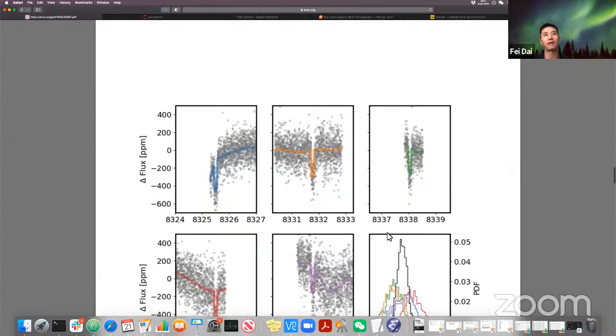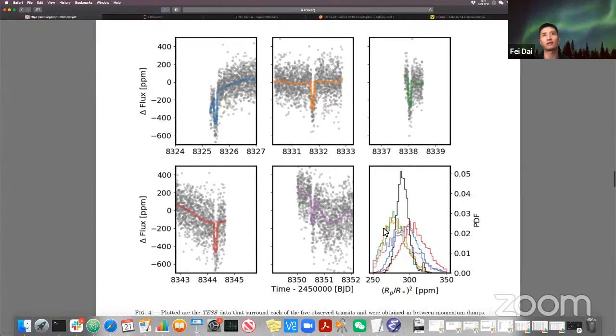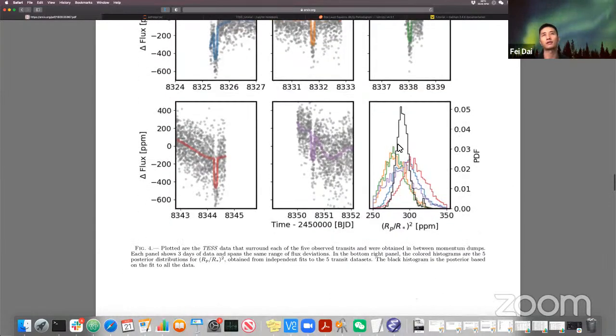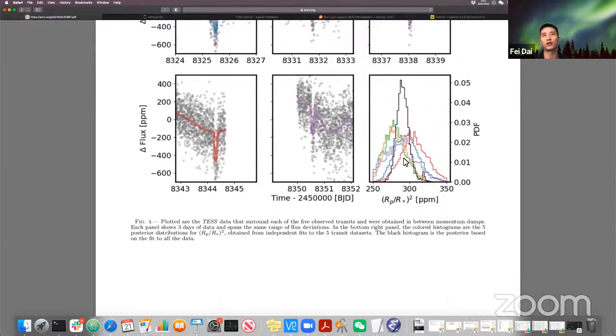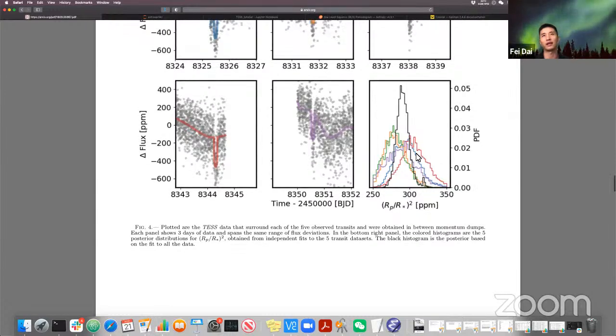So this plot, I think I'm going to skip it, because this is basically showing that the various individual transits are not caused by some systematic effect. Rather, they conform more to the expectation you have for transit shapes. And this histogram actually shows the transit depth, or the planet to star radius ratio, for the individual transits. And you can see they agree more or less with each other.